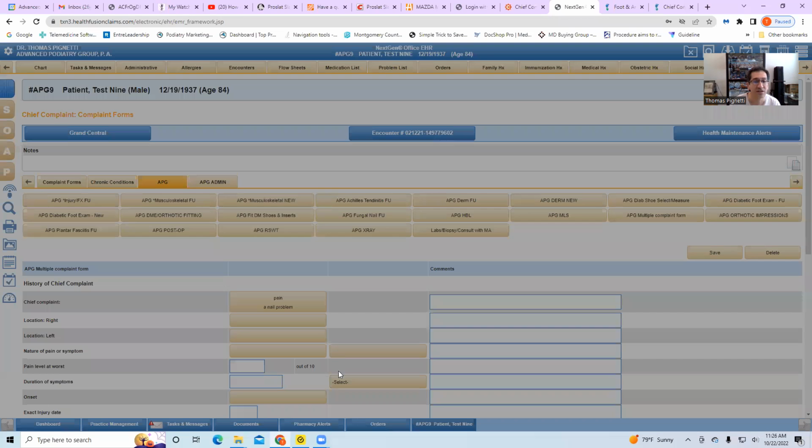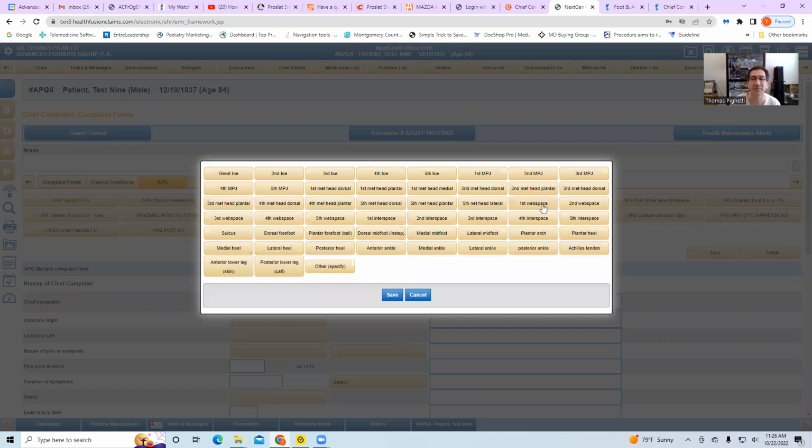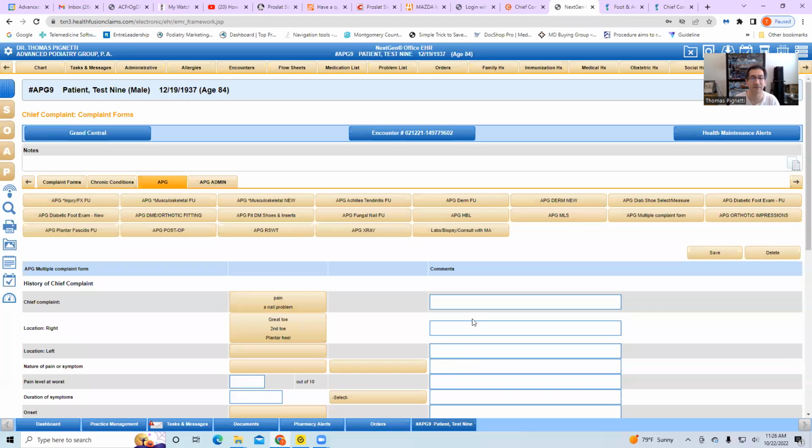Where's the location? So the pain is going to be on the plantar aspect of the right heel, the bottom of the right heel, and it's also on the great toe and second toe. So you can put that there on the right foot. So right heel and discolored right first and second toes. Nothing on the left side.